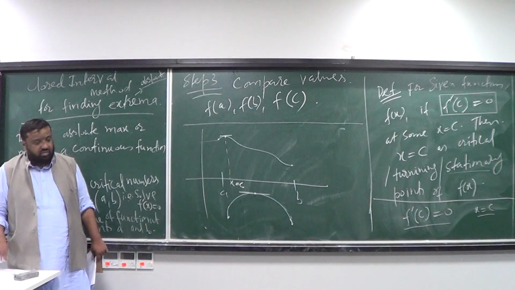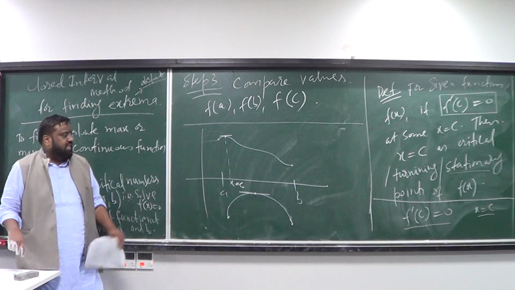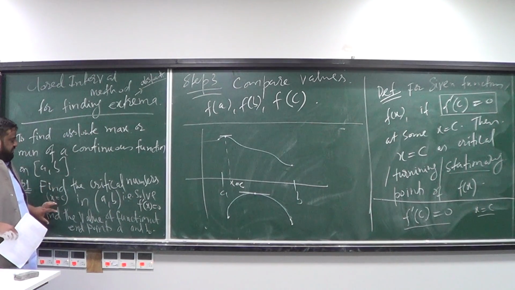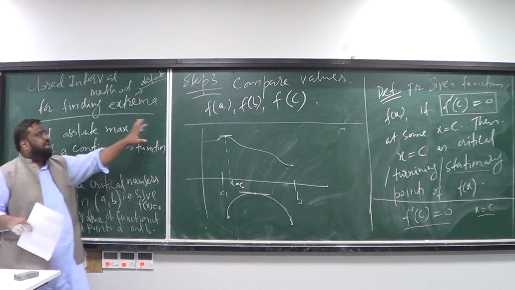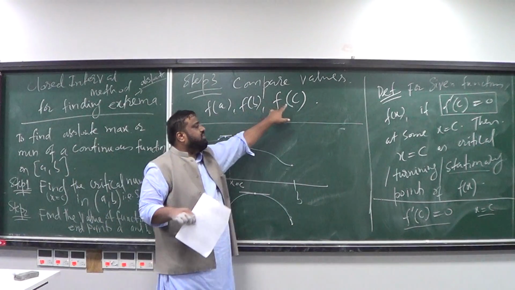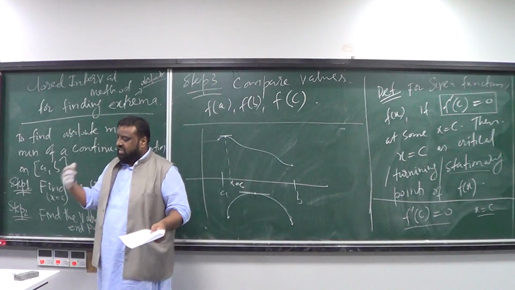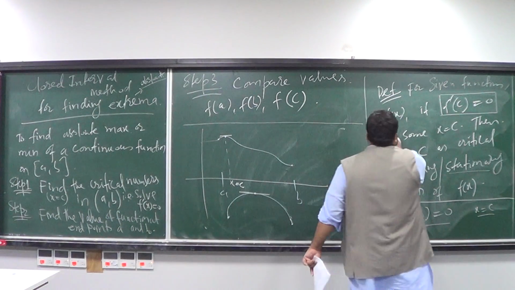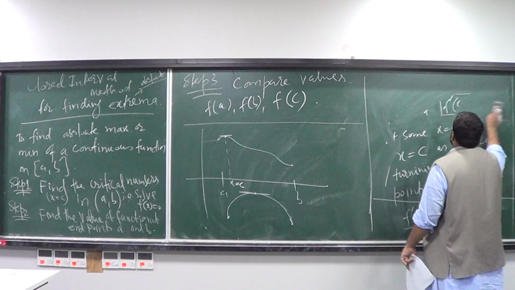Okay, so the recipe works. Find the critical points, find the values at endpoints, and compare the values of endpoints with the values of critical points actually. That is going to decide the maximum and minimum value. So let's have an example. Let's do a mathematical example.